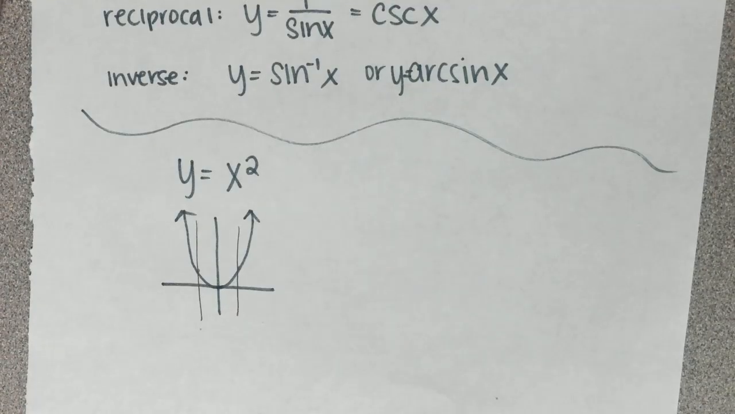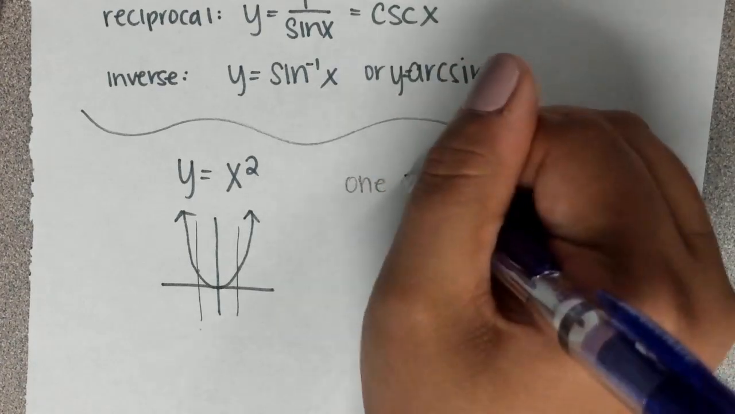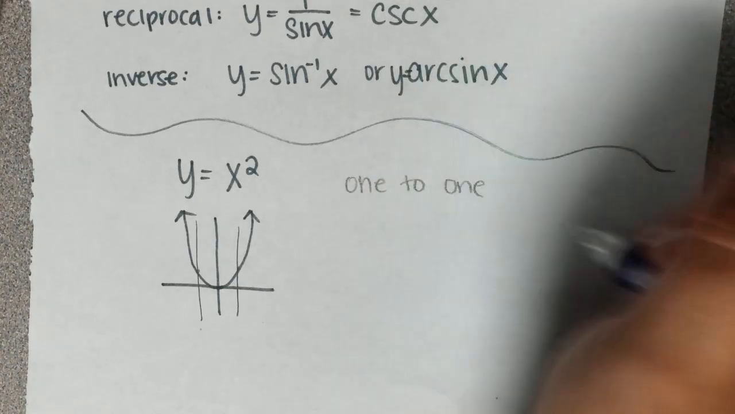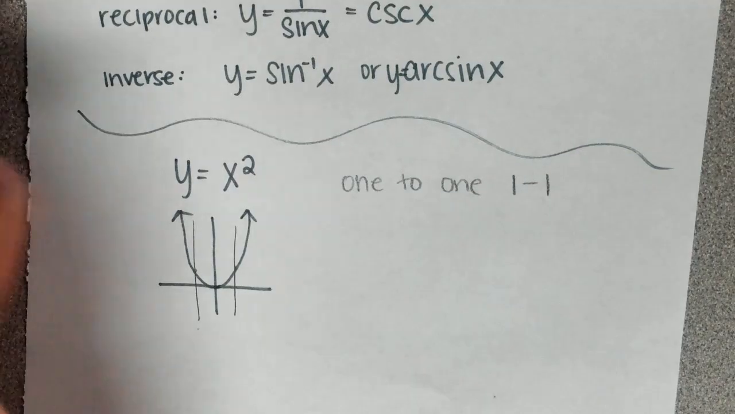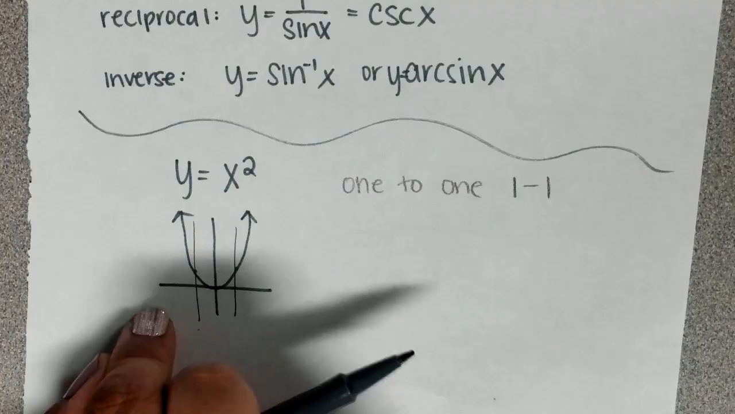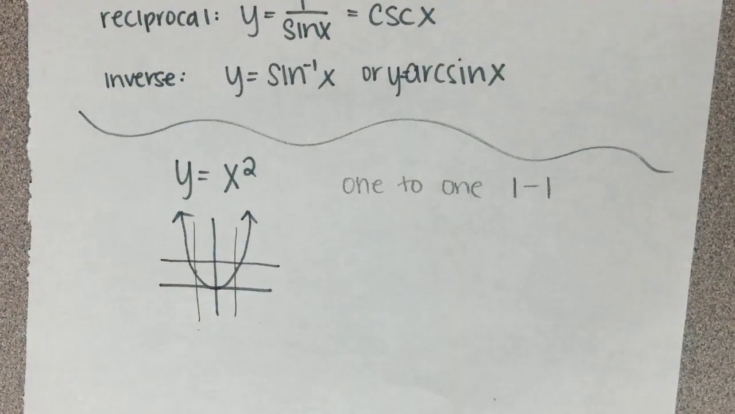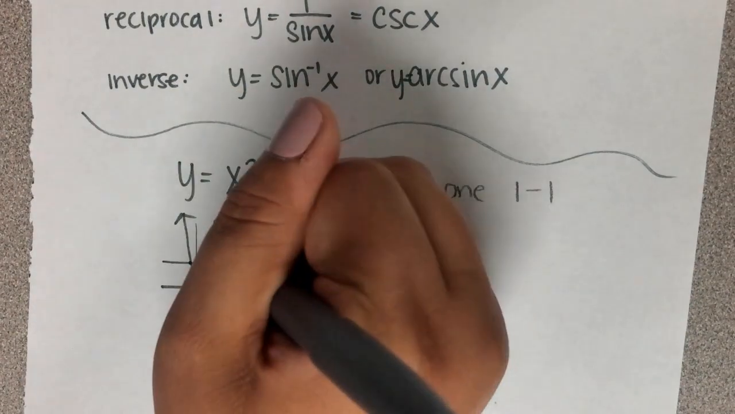Now, to have an inverse, it needs to be something called 1-to-1. So you're going to see me, instead of actually writing out 1-to-1, just do that, 1-to-1. And in order to be 1-to-1, it has to pass the vertical line test and the horizontal line test. Do y'all remember that from Algebra 2? Does this pass the horizontal line test? No, because it hits twice.